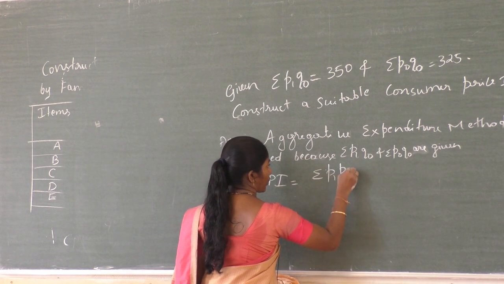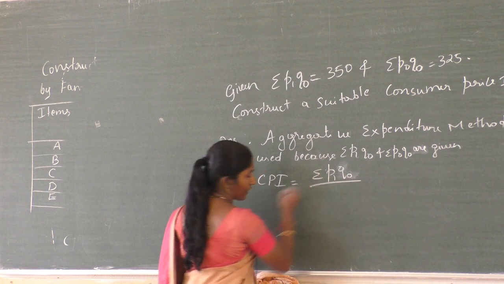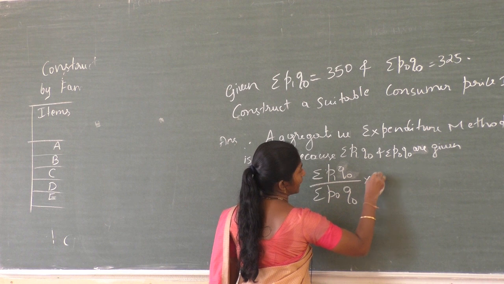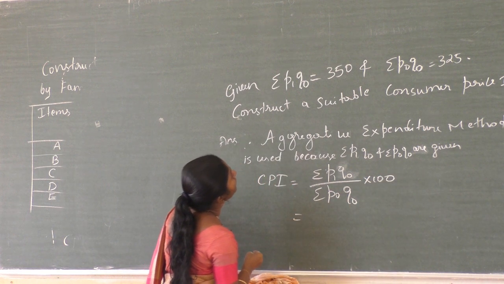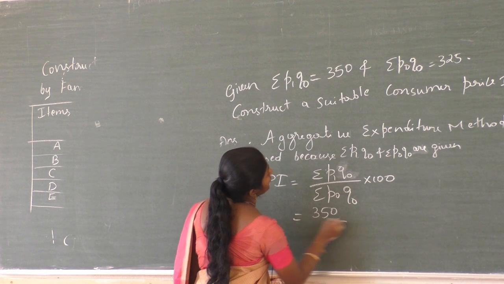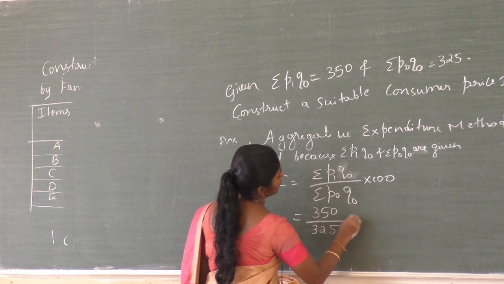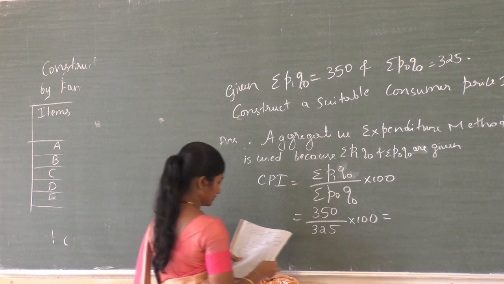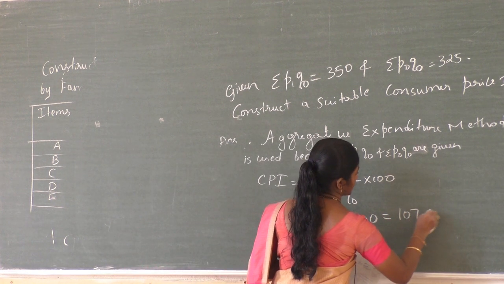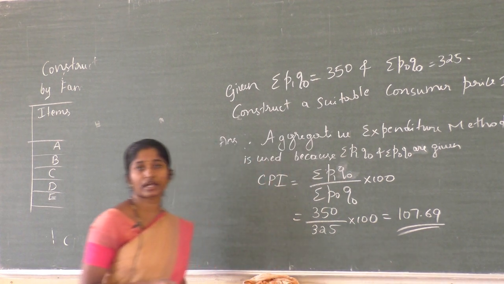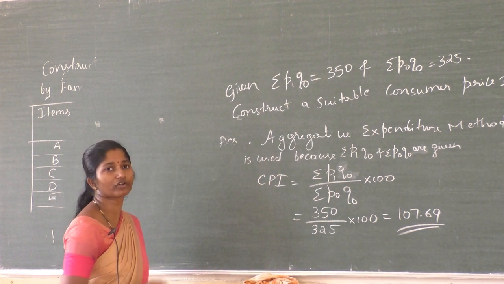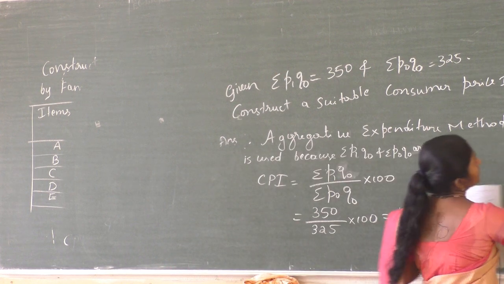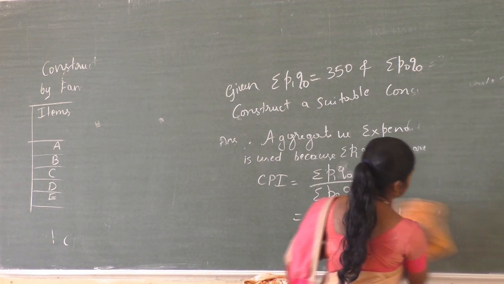CPI equals summation P1 Q0 divided by summation P0 Q0 into 100. Here 350 divided by 325 into 100. Our answer is 107.69. This is the aggregative expenditure method. This will come for 2 marks, like that. Next problem. Here group indices. Next one.